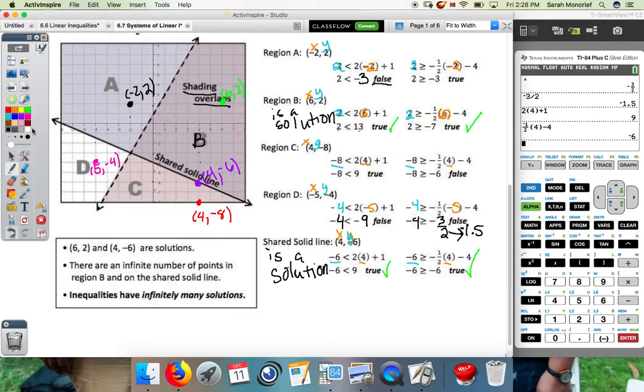Of all the points we just checked, we only had 2 that were a solution. We had 6, 2, and 4, negative 6. So 6, 2, and 4, negative 6 are solutions. There are an infinite number of points in region B and on the shared line. So with that being said, inequalities have infinitely many solutions. That just means there's a lot of solutions to them. All right, let's go to the next one.